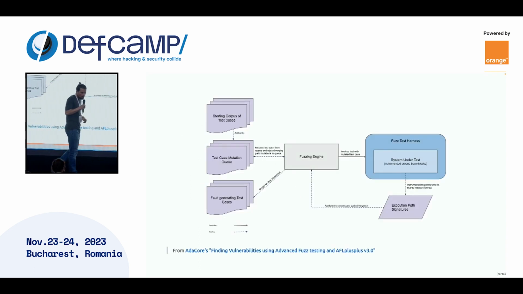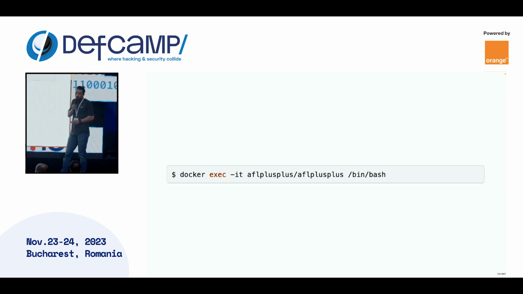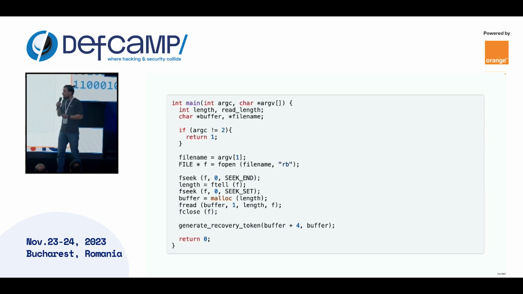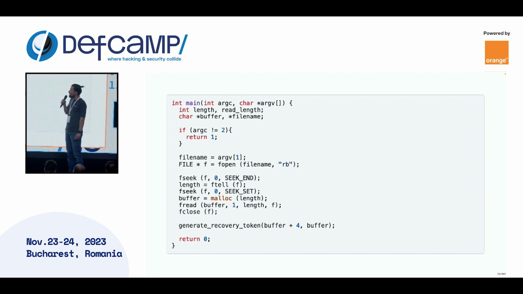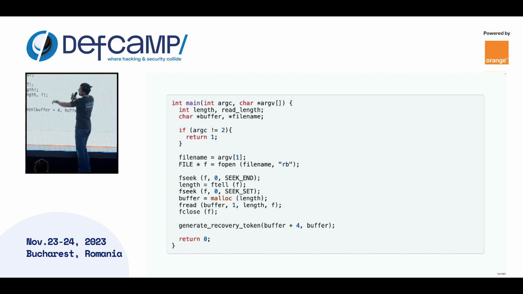This is a generic architecture for a fuzzer. And the open source tool that I want to mention is AFL++. It's only a Docker exec that you need to run in order to have this tool set up. And the not quite fun part of fuzzing is that you need to write some glue code between your code base and the fuzzer. It's called a harness, and you can see here that I'm defining a file that is given by argument.